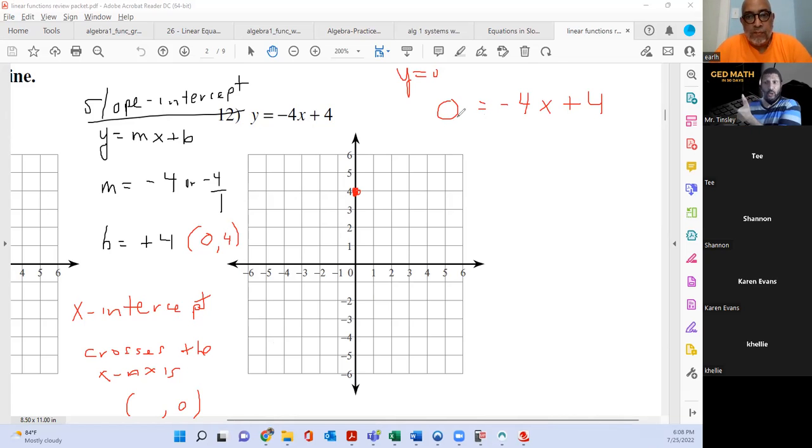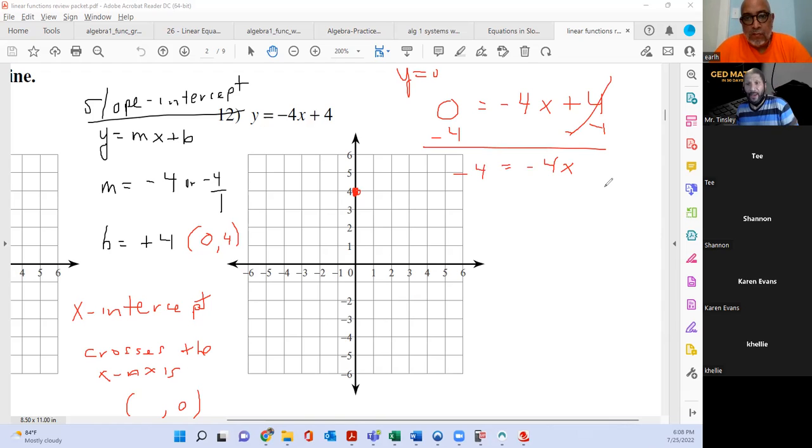So we just substitute y equals 0. Now we solve for x. Again, x is on the right side, and because x is on the right side, we need to get rid of the +4. So we're going to subtract 4 from both sides. We get -4 is equal to -4x, and the 4's cancel on the right side.